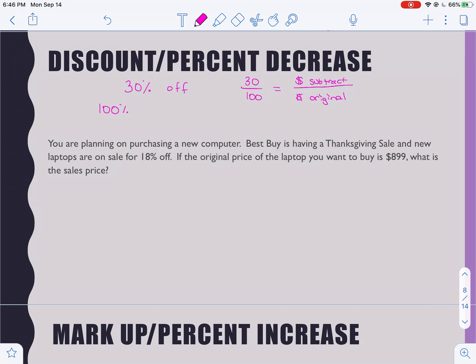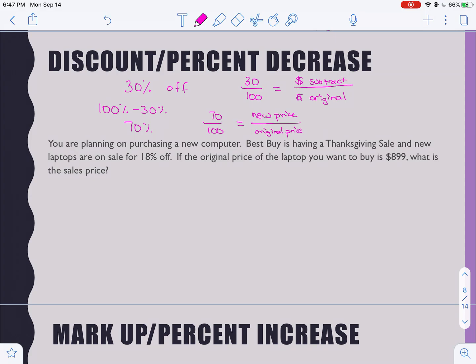Or you can also think about it as originally you have to pay 100%, right? So you always have to pay 100% of the total. But this time, since you get to take 30% off, now you actually only have to pay 70% of the total. So another way of doing this problem is you could do 70 over 100 equals the new price over the original price. So if you're going to do it the second way, you don't have to subtract anything when you're done. You just get to get to the new price. So those are two different ways of thinking about it.